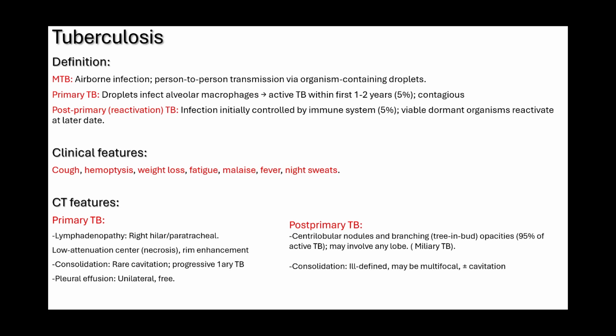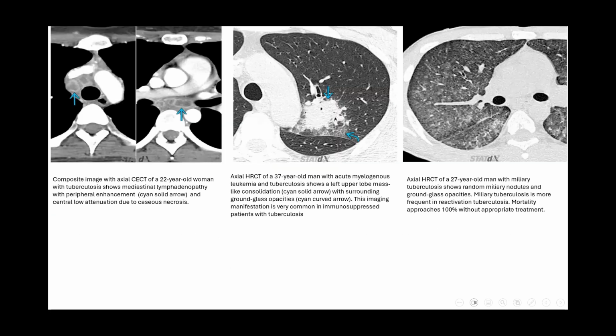Regarding reactive TB or post-primary TB, patients come with a cavitating consolidation, usually in the upper lobe. Also, there is a pattern called miliary TB, and this represents centrilobular nodules and a tree-in-bud appearance. So these are different cases of TB.